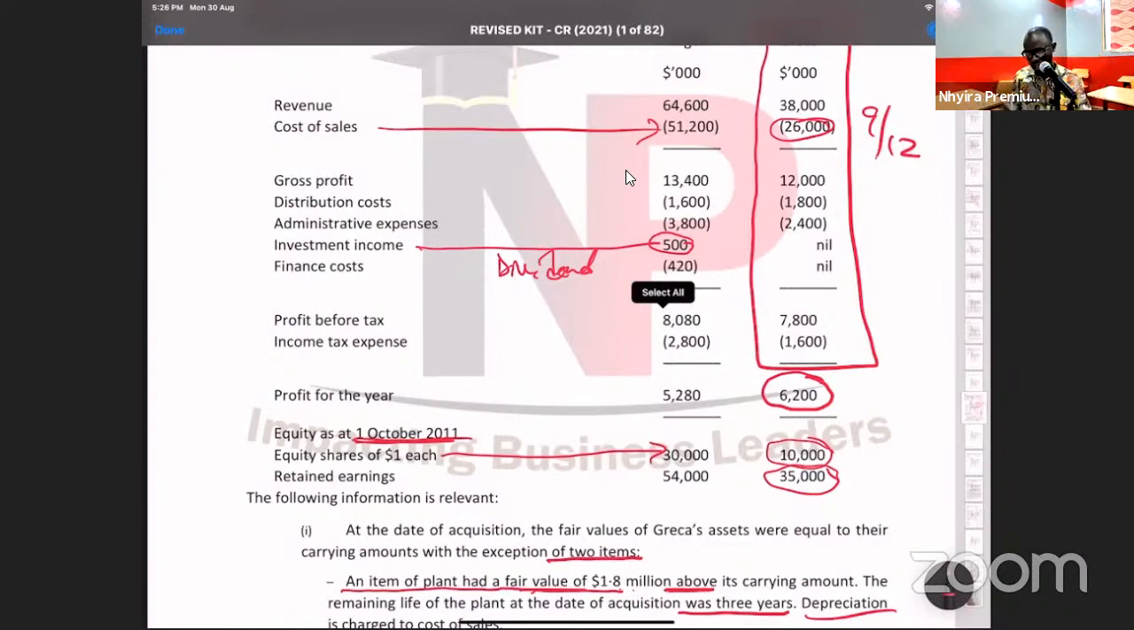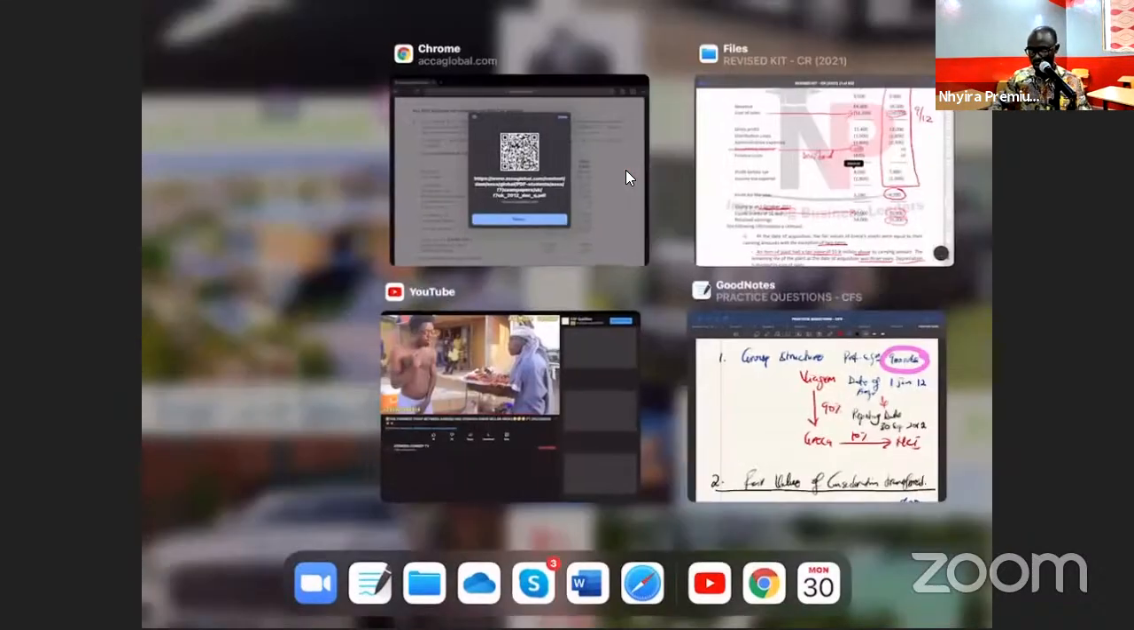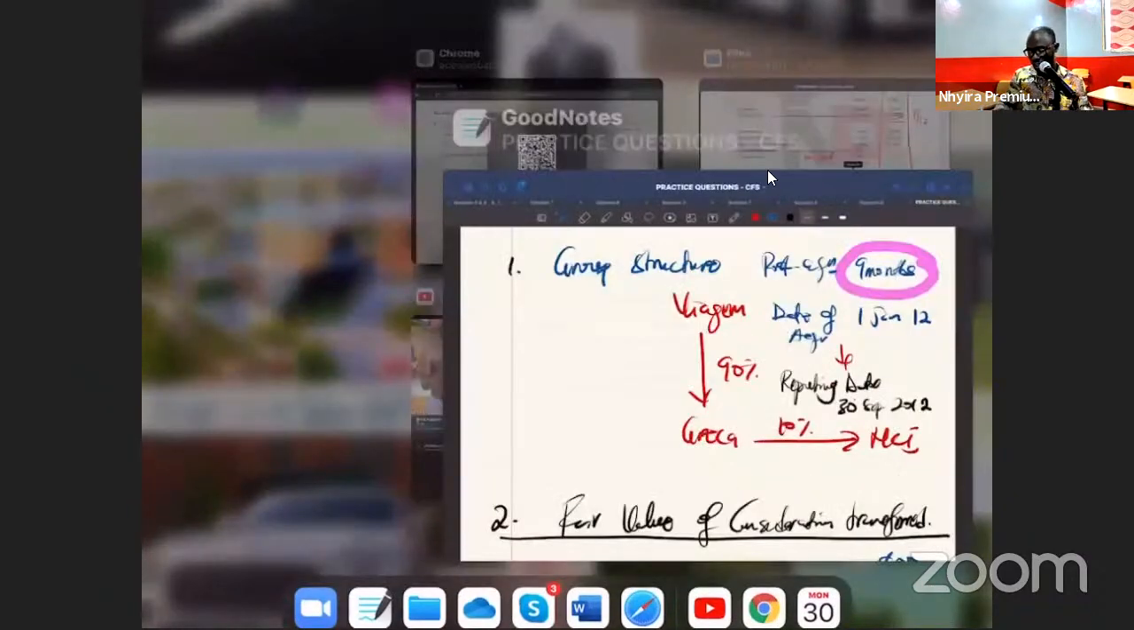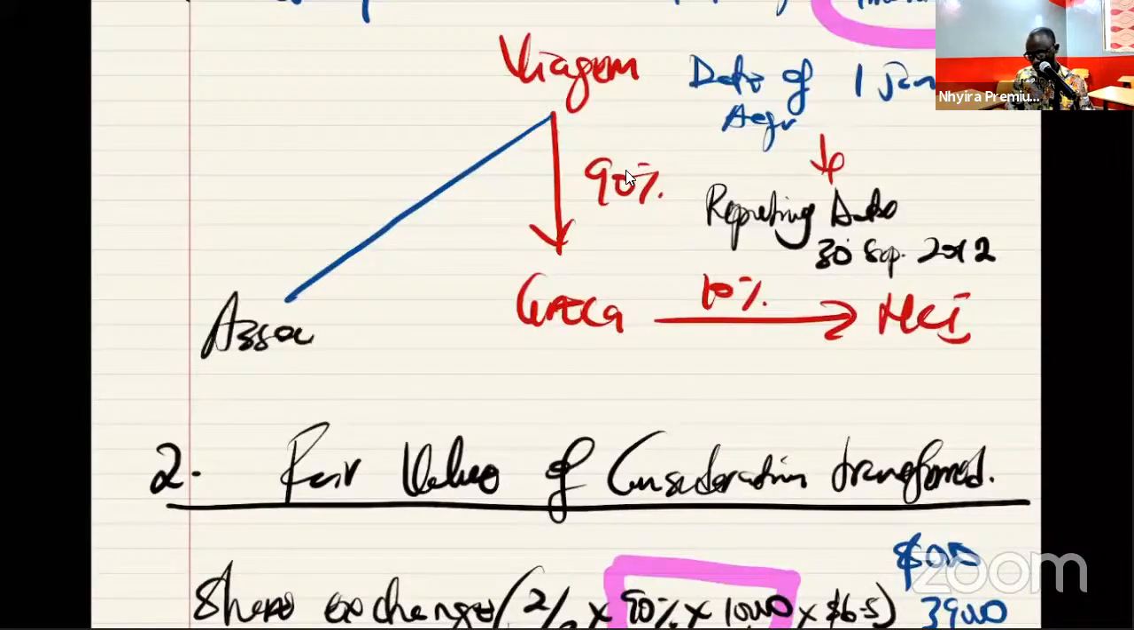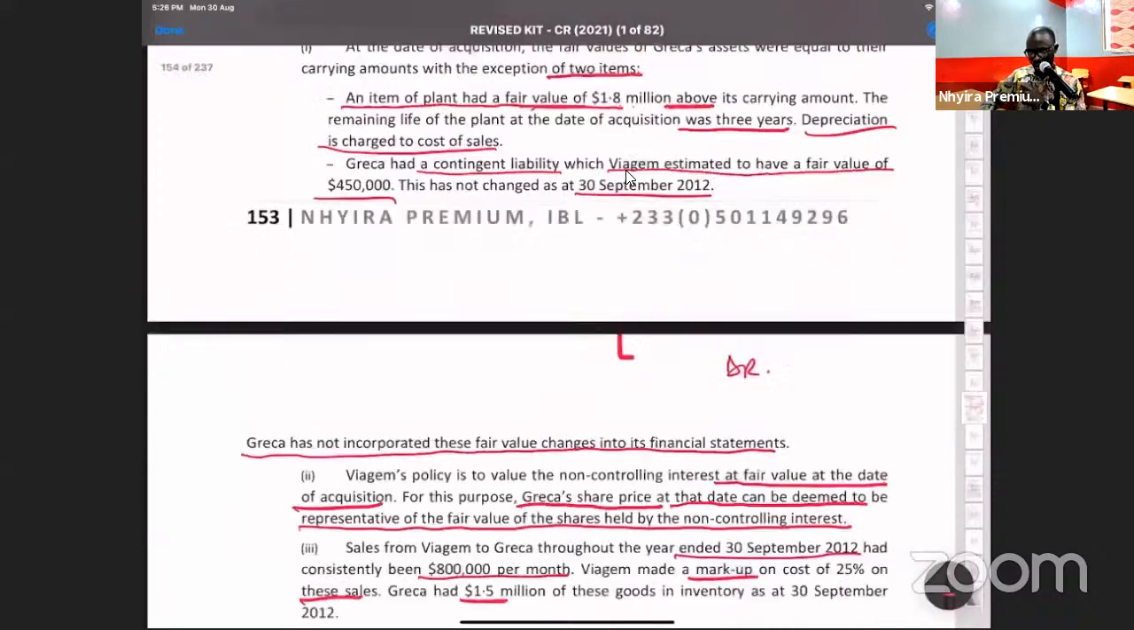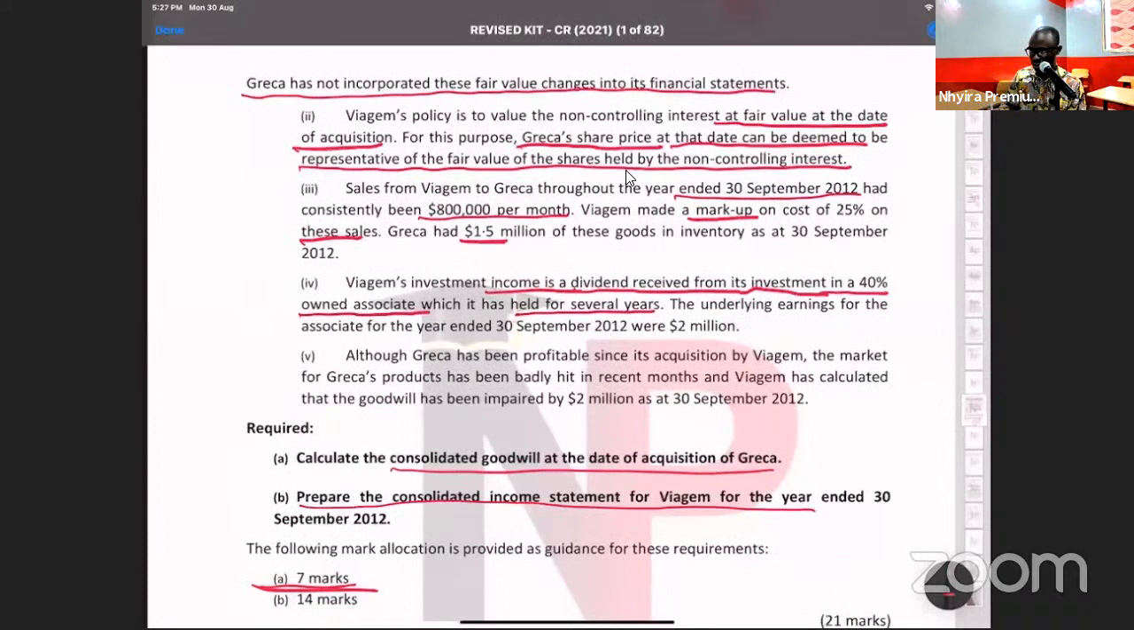Not the dividend. So we're going to rule this out, but I could modify my group structure and bring in the associates, in which we have 40%. Now our focus is that we will get a share of our profit in the associate. So the underlying earnings for the associate for the year ended is 2 million.